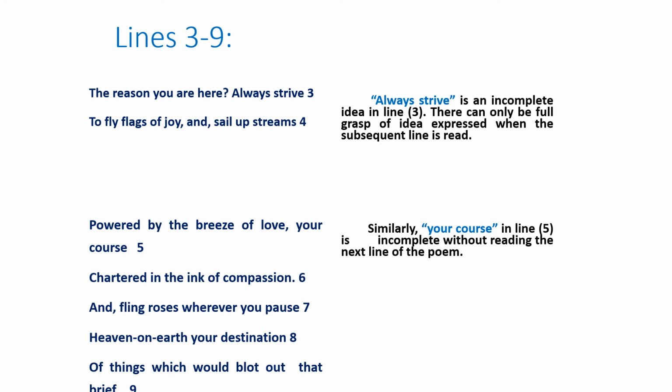The poet uses that at line 4 to explain the relevance of human existence. That's fly flags of joy, the wellspring of joy unto others. But that idea is not conveyed entirely in line 3. It leaves the idea hanging when you read always strive alone. But the moment you read line 4, the entire idea is fully conveyed.